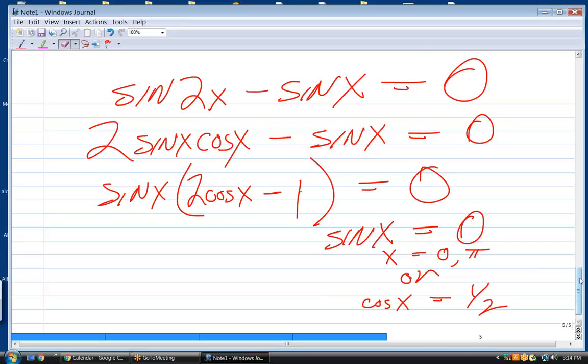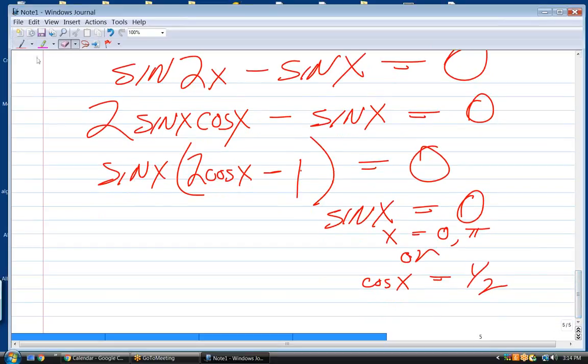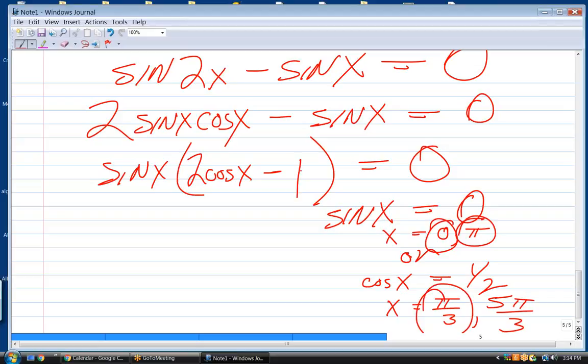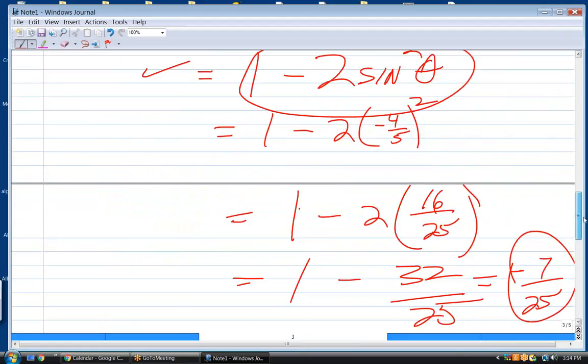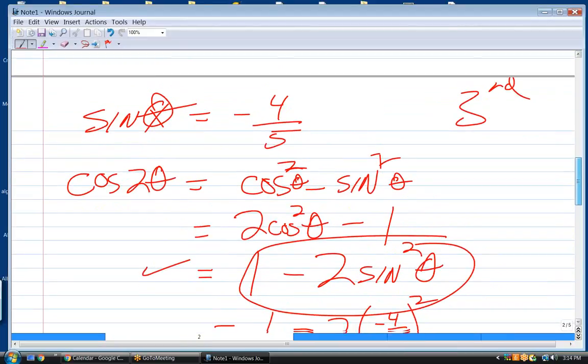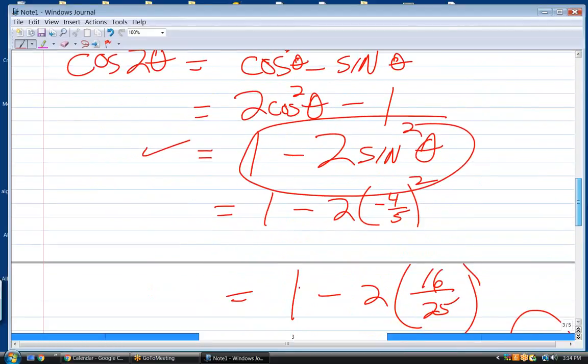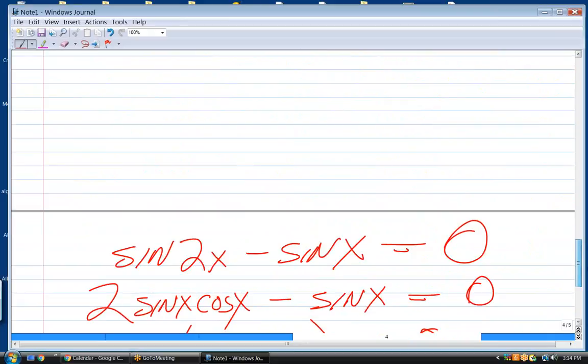Which means x is where? Pi over 3 and 5 pi over 3. So you have 4 solutions. Yes. And that's kind of what you would expect, because you have a quadratic.